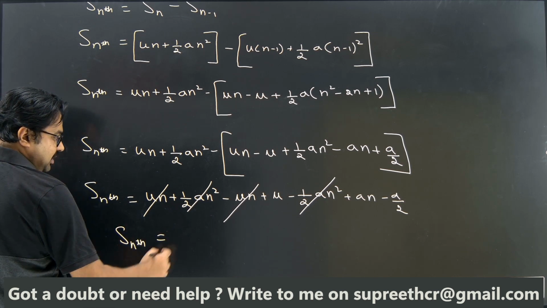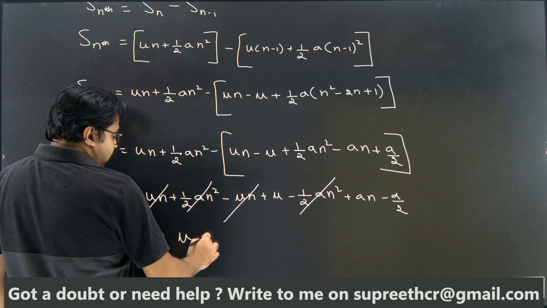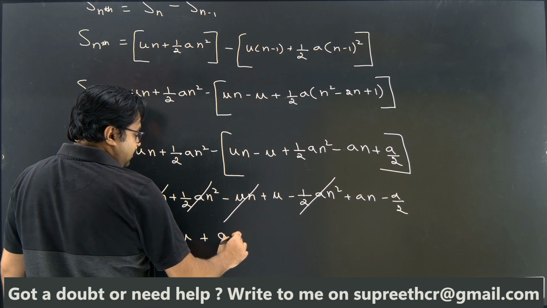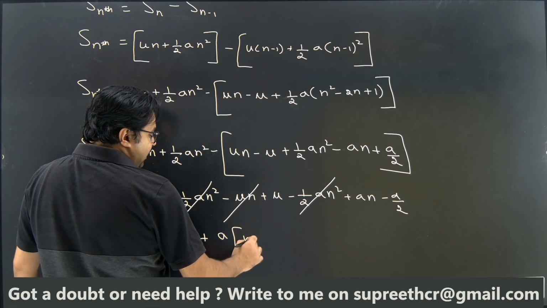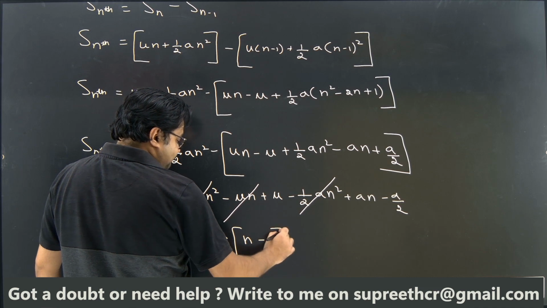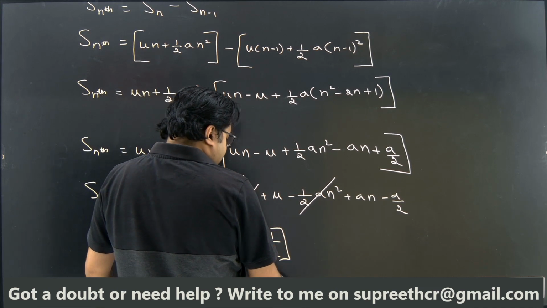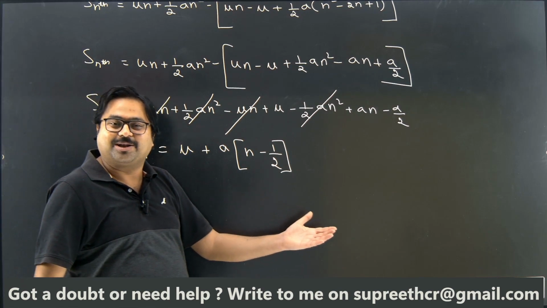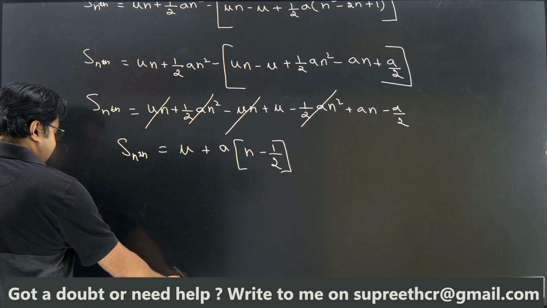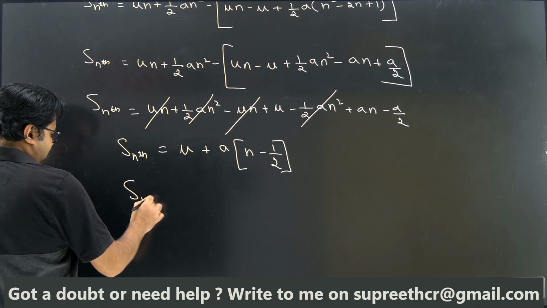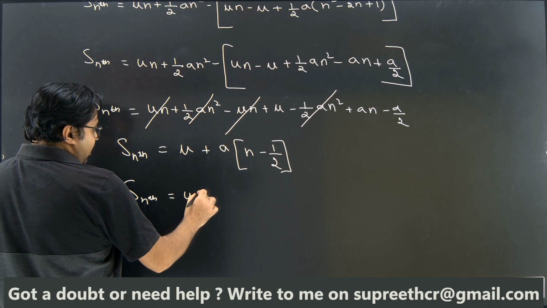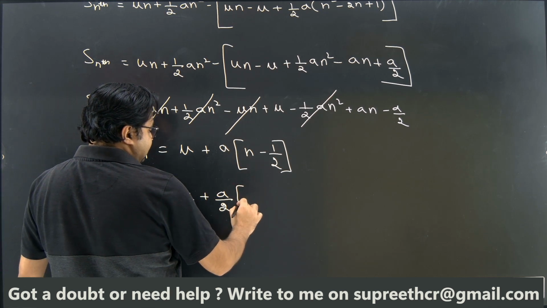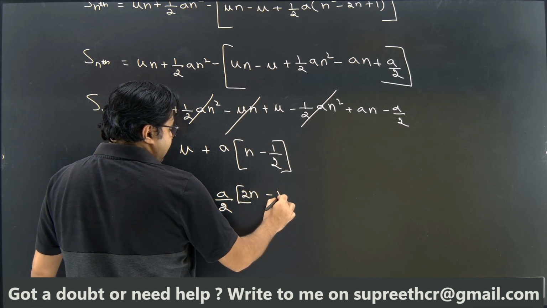Snth would become equal to u plus, there is an a and an a by 2, you can pull out a as a common factor. All you will have inside would be n minus 1 by 2. You can certainly write this like this, or you can just remember this formula. Yes, of course, there is another way of presenting it, which is actually quite more of a standard form. Let us write it. You take the LCM, the 2 will be in the denominator, and then you will have 2n minus 1.